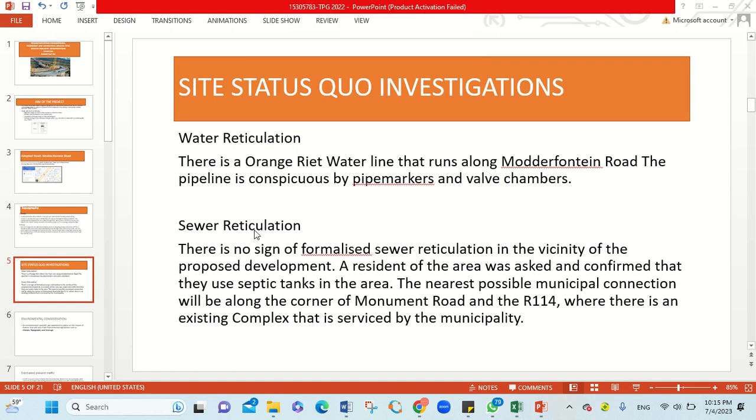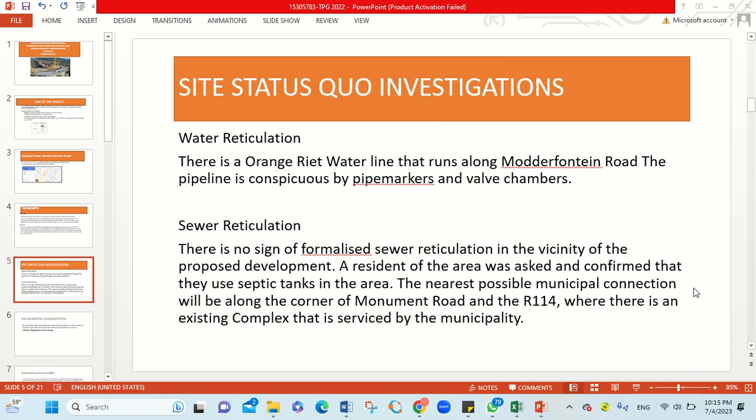Sewer reticulation. There is no sign of formalized sewer reticulation in the vicinity of the proposed development. A resident of the area was asked and confirmed that they use septic tanks in the area. The nearest possible municipal connection would be along the corner of Monument Road and the R114, where there is an existing complex that is serviced by the municipality.